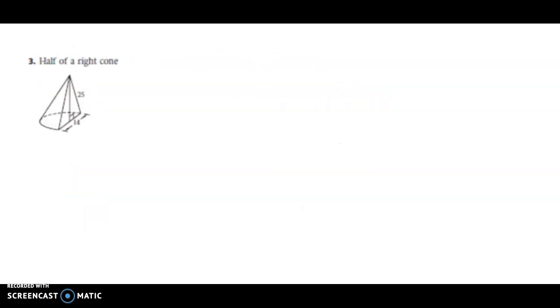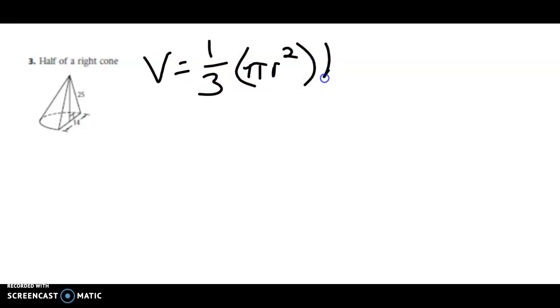Not much difference for a cone, and same thing would be true if we filled up the cone and did a cylinder with the same base area and the same height. It would also be 1/3. Of course, the base area is always going to be a circle. Area is pi r squared times the height. So we're given that information here.